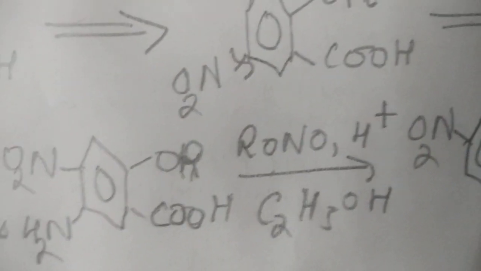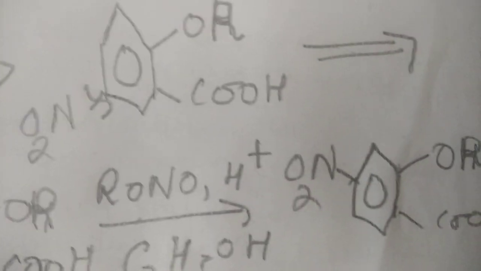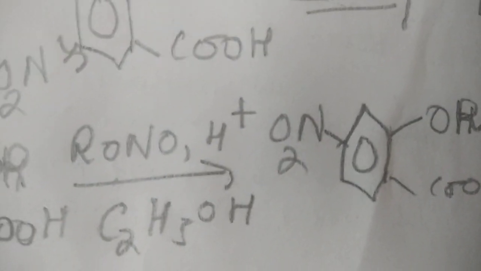After removal, we get NO2, meta to COOH, OH of course, which has been converted into OR. This is a salicylic acid derivative. And now this on reduction and deprotection will give us the target molecule. So we have the desired compound.